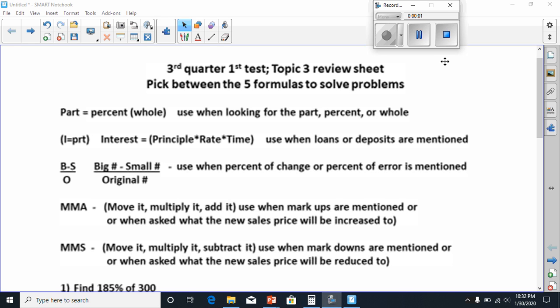All right, good evening, everybody. Today we're going to be doing the third quarter first test topic 3 review sheet. All right, hope this helps prepare you for the test.